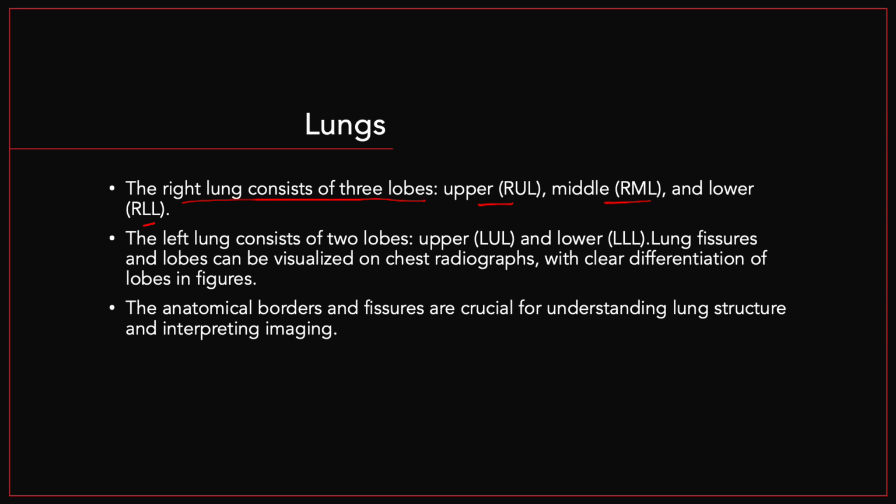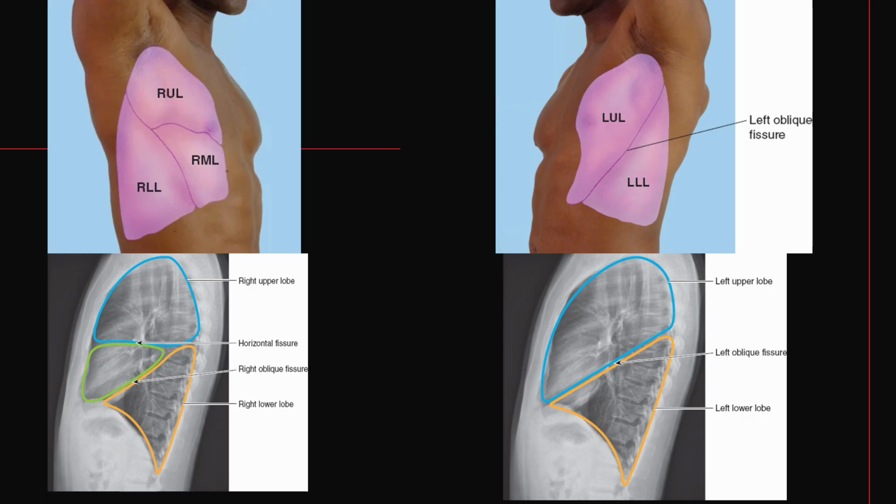Lung fissures and lobes can be visualized on chest radiographs with clear differentiation of lobes and fissures. All right, the anatomical borders and fissures are crucial for understanding lung structure and interpreting imaging. So let's look at it overlaid here. All right, so this is a nice image that's going to show your right upper lobe.